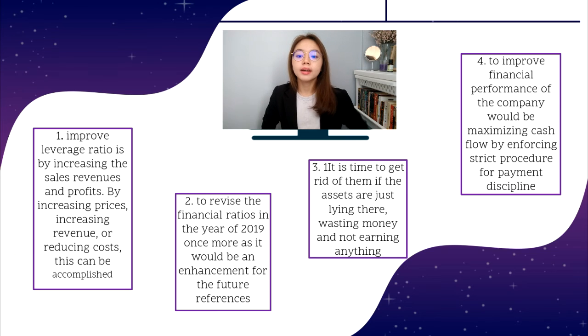Although Dialog Group Berhad has shown positive outcomes in terms of their profitability ratio in both of the years, it does not mean that success would remain throughout the years, as it is challenging for a company to maintain their financial performance. Therefore, one of the suggestions to improve financial performance of the company would be by maximizing cash flow by enforcing payment discipline. It is crucial for the company to be able to shorten their receivable periods in order to have an efficient collection system.